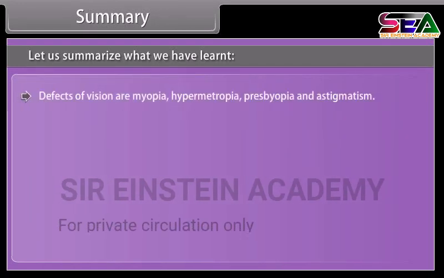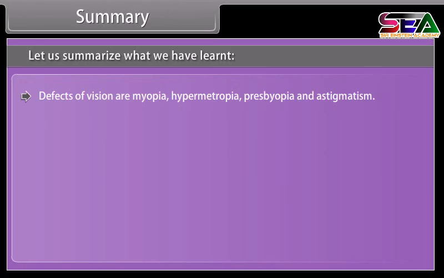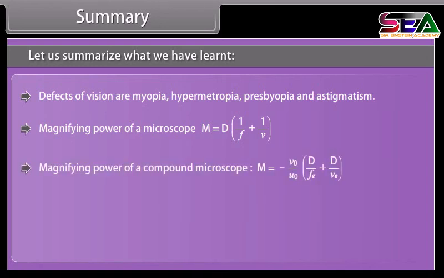Defects of vision are myopia, hypermetropia, presbyopia, and astigmatism. Magnifying power of a microscope, m is equal to d into 1 upon f minus 1 upon v. Magnifying power of a compound microscope, m is equal to minus v0 upon u0 into d upon fe plus d upon ve.